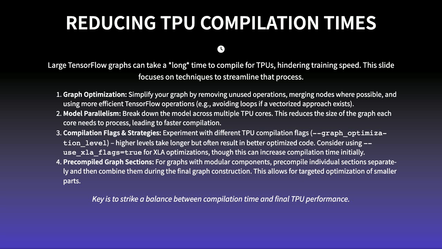Then, model parallelism can help. Splitting up the model across multiple TPU cores reduces the workload on each individual core during compilation. Experimenting with different compilation flags is also key. Higher optimization levels lead to faster execution later on, but they increase the initial compile time. Finally, for modular graphs, precompiling smaller sections separately can dramatically improve speed.